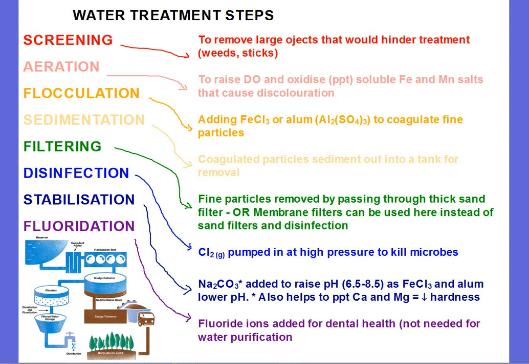You've got stabilization. You add sodium carbonate, which raises the pH to 6.5 to 8.5, which is ideal, and that's because the iron(III) chloride and alum you add to flocculate or coagulate sometimes lower the pH. In addition, adding sodium carbonate helps to remove calcium and magnesium ions, which can help to decrease the hardness or soften the water. And finally, you've got fluoridation, adding fluoride ions, which helps with dental problems, but it's not needed for actual purification of the water.